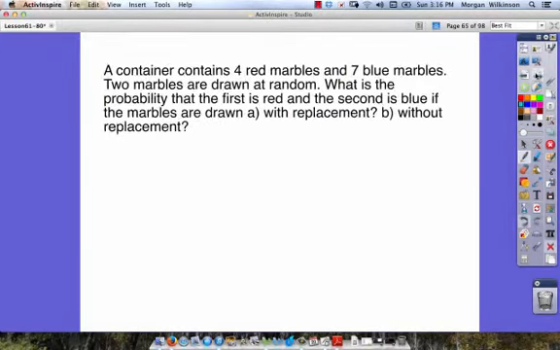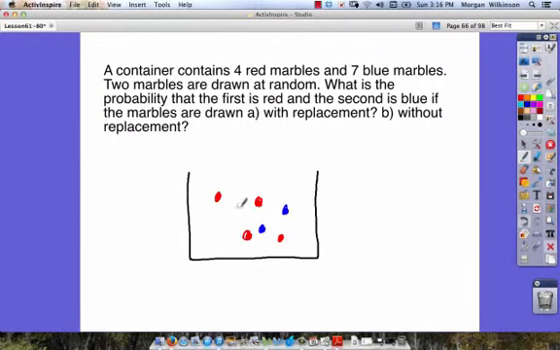Let's look at it. A container contains 4 red marbles and 7 blue marbles. Let's draw that out before we continue today. So we've got 4 reds and we've got 7 blue. Two marbles are drawn at random. What is the probability that the first marble is red and the second marble is blue if the marbles are drawn A, with replacement, and B, without replacement?